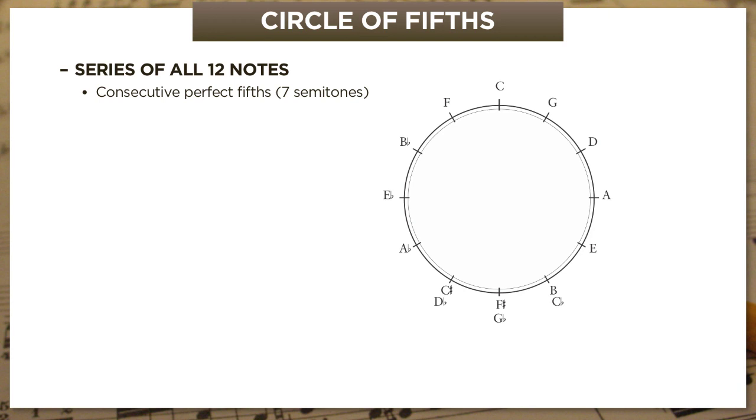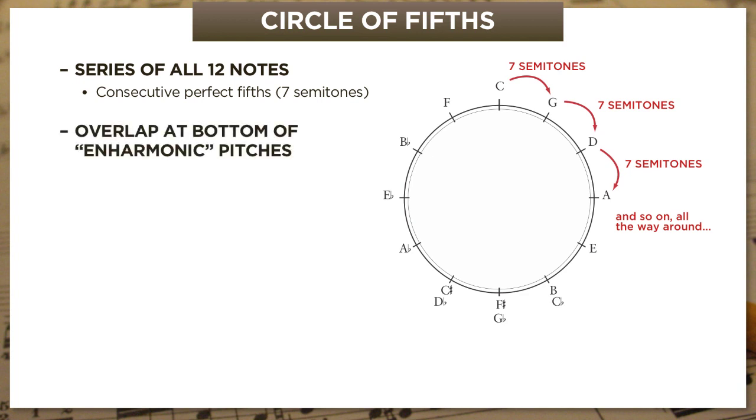So you take C and you go up 7 semitones. That's a perfect fifth. Another 7 semitones takes us to D. Another 7 takes us to A, and so on and so forth. And what's interesting here is that by doing this, we touch on all 12 of the notes once, eventually taking us back to C.